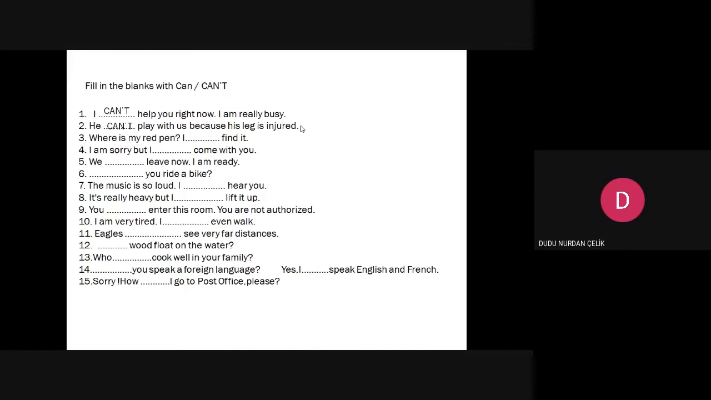The third one is a question. So when we make a question, we use the modal verb at the beginning of the sentence. Where is my red pen? This is another question. And we have the answer here. I can't find it. The fourth one, I'm sorry, but I can't come with you. I'm sorry. I'm busy. I can't come. The fifth one, we leave now. I'm ready. Okay, everything is okay. Let's go. We can leave now.